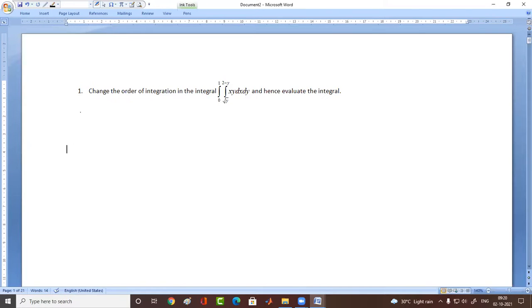Now solution. So what is the given problem? Integral 0 to 1, integral root over y to 2 minus y, xy dx dy. In this problem, the limits are variable limits. That's why this is x, so the other variable is y. Now first draw the region, then we will change the order of integration.